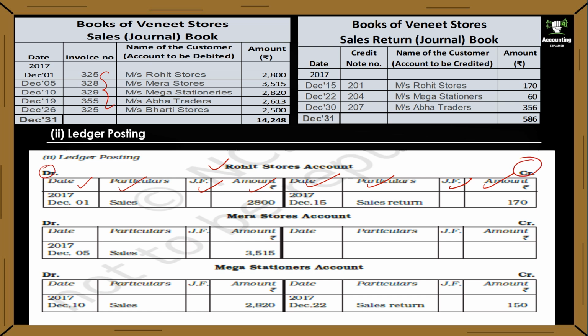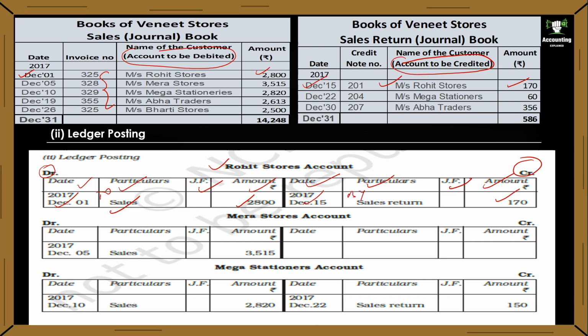On December 1, 2017, Messrs. Rohit Stores 2800. See here, amount to be debited, so sales account has to be debited in the Rohit Stores account. To sales on December 1, 2800. Let's see if there is any Rohit Stores entry in the sales return journal book. Yes, on December 15th there is a sales return, Messrs. Rohit Stores 170. See here, account to be credited, so this has to be credited in the Rohit Stores account by sales return 170.